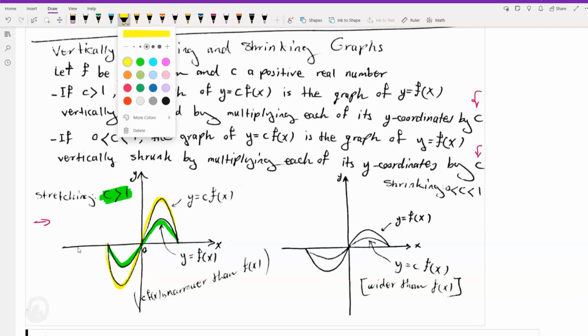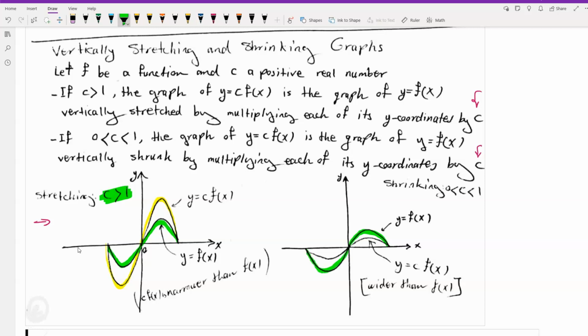And what we have here on the right side, this is y equal to f of x. And in this case, c is between 0 and 1. Our graph of f of x is vertically shrunk by multiplying each of its y coordinates by c. So this one is shrunk, and this is what we have for c times f of x. And c times f of x is wider than f of x.